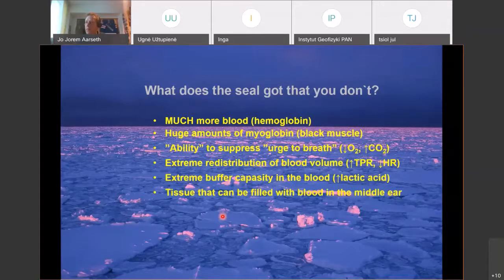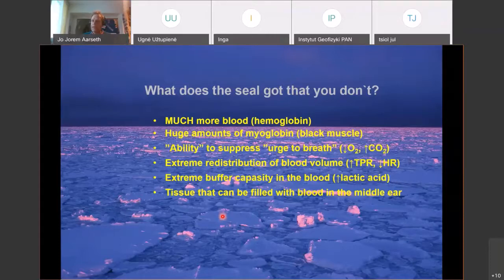And also very interesting, we found this out only, I think, 15 years ago: to avoid pain in the ear because of the extreme pressure when you go down to 1,000 meters, the seals and also the whales have a small piece of tissue in the middle ear. In the middle ear you have air, and air you can compress. When you compress air, the pressure increases, and that gives the pain that you feel.